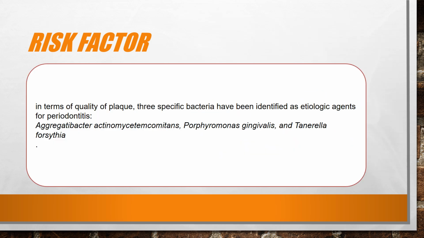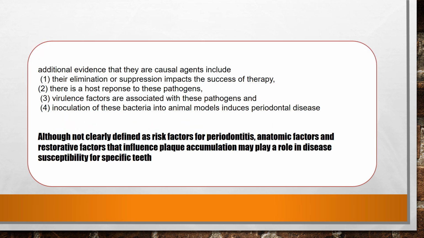In terms of quality of plaque, mainly three bacteria have been identified as etiological agents in periodontitis. That is Aggregatibacter actinomycetemcomitans, Porphyromonas gingivalis, and Tannerella forsythia. Coming to the additional evidence that they are causal agents, their elimination or suppression impacts the success of therapy.